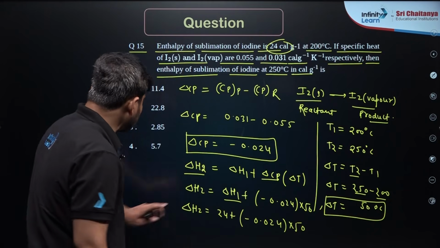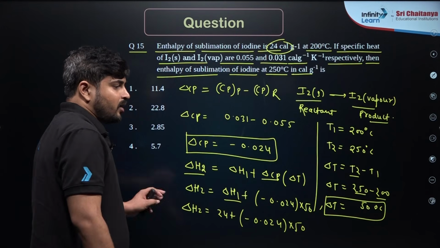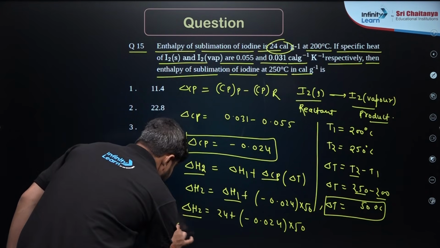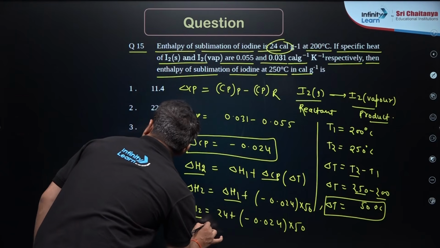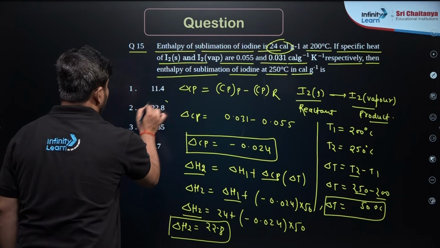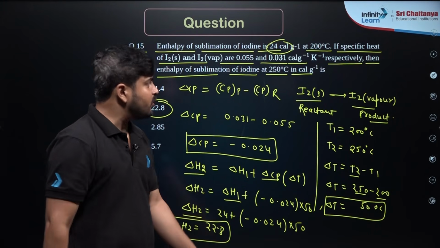If we are solving this one, this delta H2 will come nearly 22.8. Properly see, the second option is the correct one. The second is the correct option for this question.